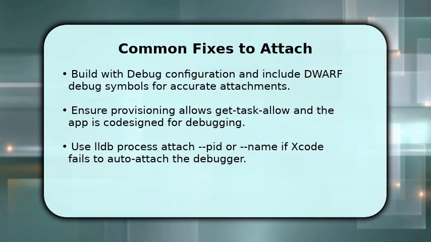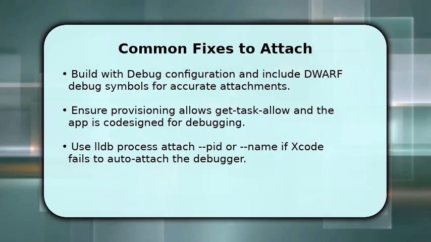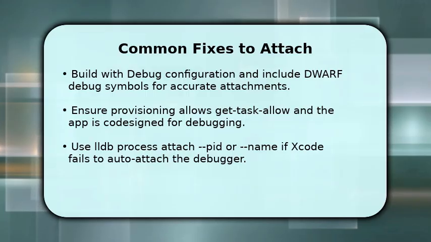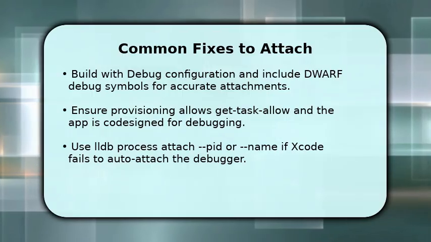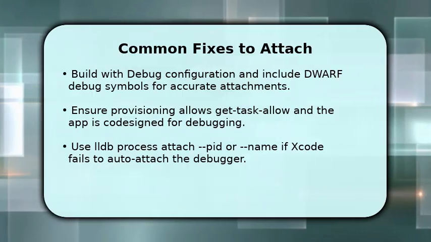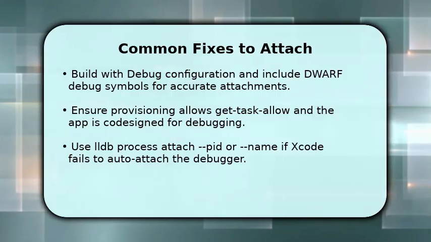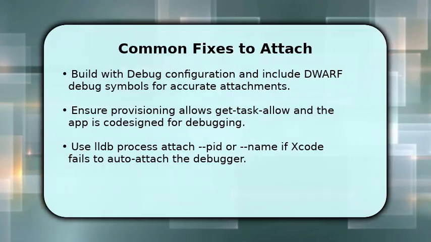Apply common fixes when Xcode cannot attach to Swift processes. Build with debug configuration and include DWARF debug symbols for accurate attachments. Ensure provisioning allows get-task-allow and the app is code signed for debugging on the device. If third-party dylibs cause failures, temporarily remove or re-sign them and disable library validation for testing.